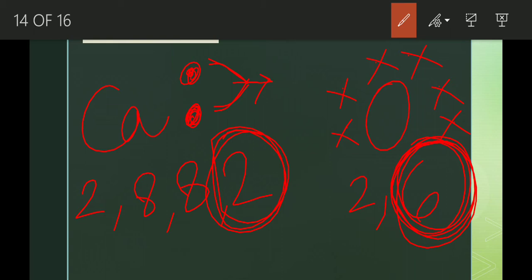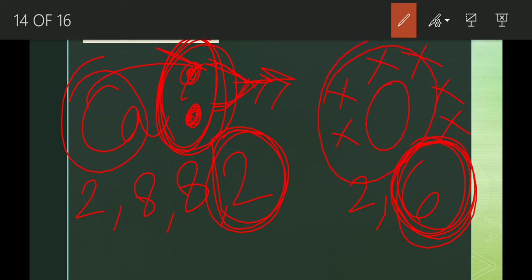So as to attain a stable electronic configuration, calcium should lose these 2 electrons and oxygen should gain 2 more electrons, right? So what will happen? Calcium will lose these 2 electrons and oxygen will gain these 2 electrons from calcium, and they will form a bond between each other, and that bond that is forming is the electrovalent or ionic bond, because here one atom is giving out electrons and another atom is accepting those electrons.